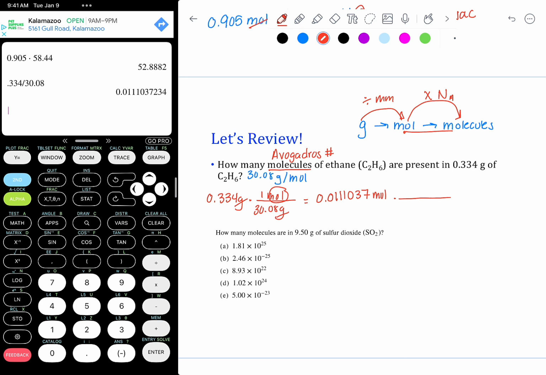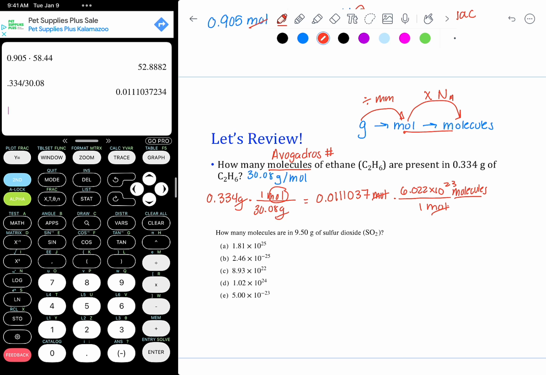So Avogadro's number is 6.022 times 10 to the 23rd molecules in 1 mole. Okay, 1 mole will always have 6.022 times 10 to the 23rd somethings. In this case, it's molecules. So we put moles on the bottom, so moles cancel, and we're left with molecules, which is the unit that we want to be in.